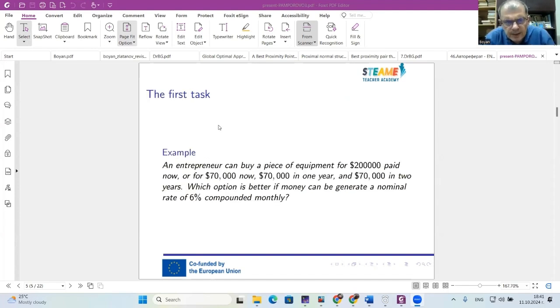Let us start with the first task. A person wants to buy a new piece of equipment, and when he goes to the store, the seller says to him: 200,000 paid right now, or you can pay it in three equal parts of 70,000, 3 years payment. At first glimpse, it seems that paying 200,000 is better if you have this money in your bank account.